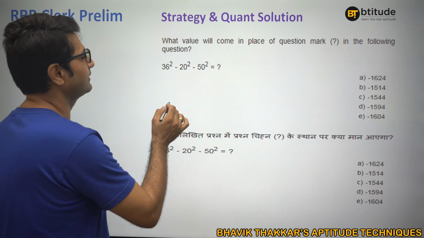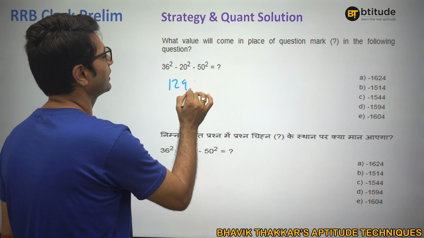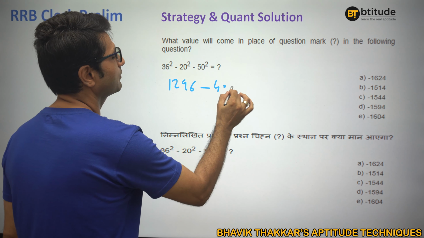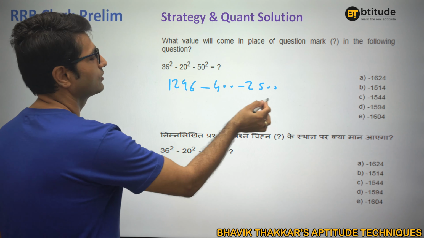Oh, this is also again easy. 1296 if you already know. Minus 400 minus 2500, so 2900, 1300, 1604. Yes, there it is, minus, because obviously the negative is more, so the answer would be in negatives. So nothing, right? This is what assistant exam is all about. Pretty easy. Next.